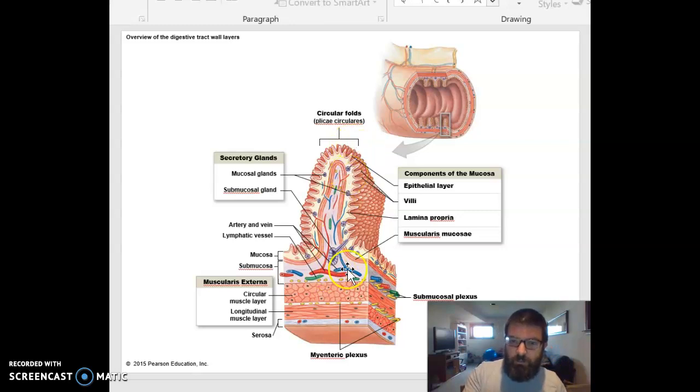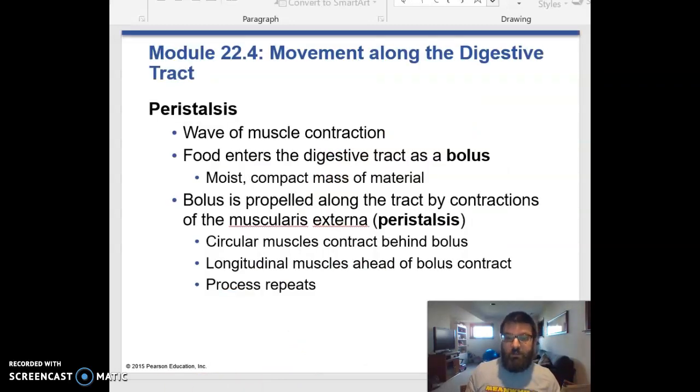Next layer is the submucosa, which has lots of connective tissue full of blood vessels and lymphatic vessels and nerves. And in there you also have one of those plexuses, right? Then you have the muscularis externa, which has a circular layer and a longitudinal layer with the myenteric plexus in between. And then you have the serosa on the outside of all of that. The muscularis externa is mainly there to do two kinds of motion.